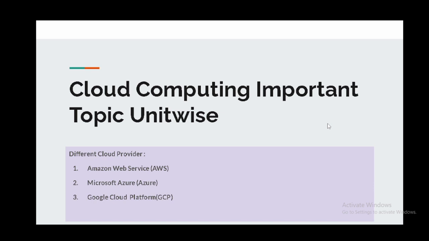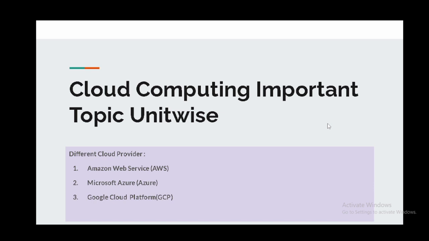In this slide I have written that the main cloud providers are Amazon Web Services, that is called AWS. The second one is Microsoft Azure, that is called Azure. And the third one is the Google Cloud Platform, that is called GCP. So these three are the most popular nowadays. Apart from these, there are multiple cloud providers, but these three are the famous and popular ones.